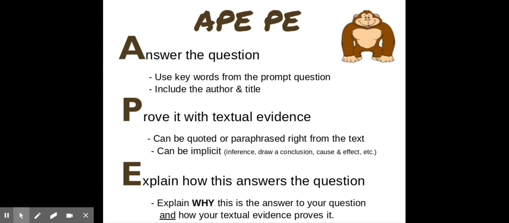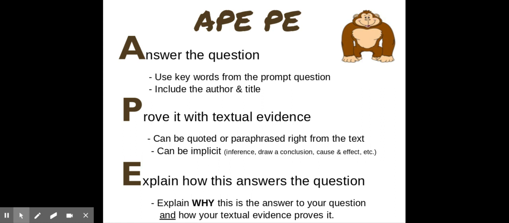Now, next I'm going to prove it with textual evidence. So basically, I need to prove it with an example from the passage. I can quote it, or I can put it in my own words. And honestly, most of you do better when you put those examples in your own words. So I could say, for example, the first 2 little pigs don't take the time to build their houses correctly, and their lives are at risk because the big bad wolf blew their houses down.